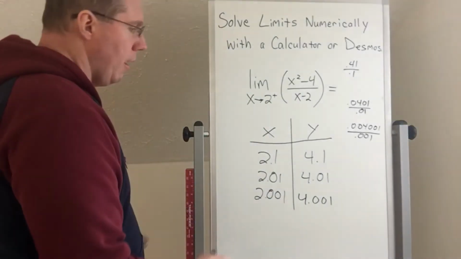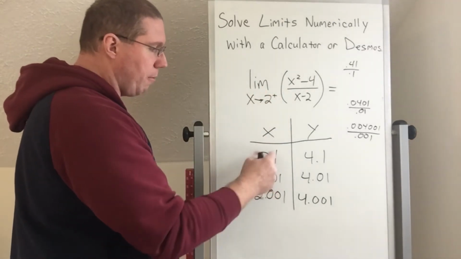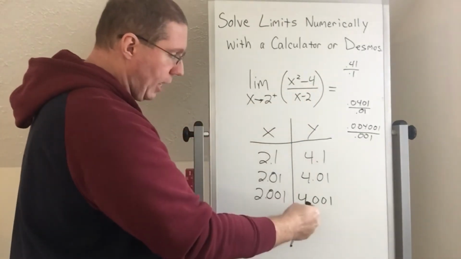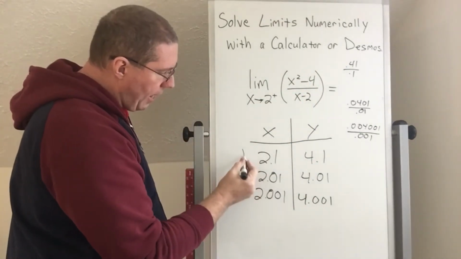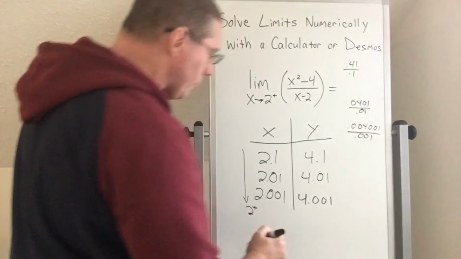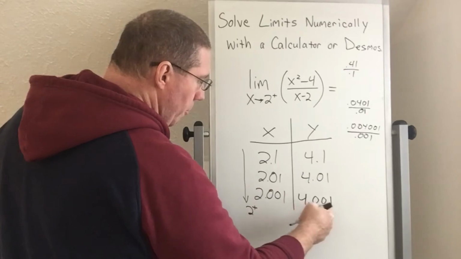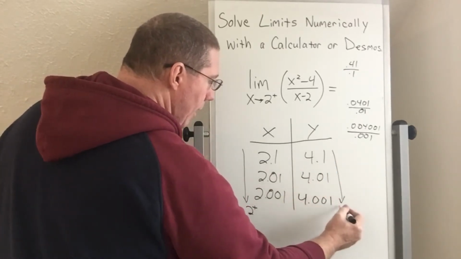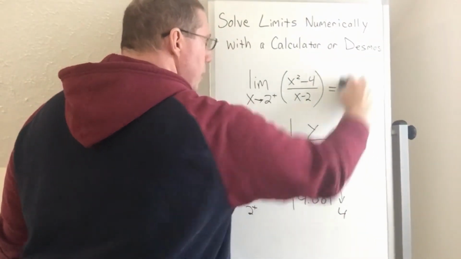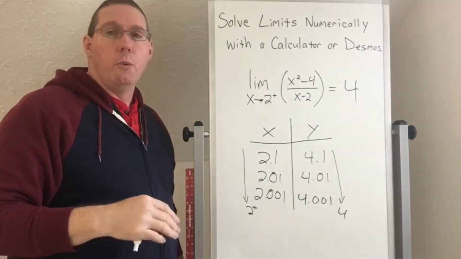So all I'm doing is identifying some x values that are approaching this number from this direction. Then I plug each of those numbers into whatever my function is, so I get a bunch of output values. We can see here that x is approaching 2 from the right, right? Well, what is y approaching here? 4.1, then 4.01, then 4.001. It looks to me like y is approaching 4. And therefore, the answer to our limit is going to be 4. And that is how you solve a limit numerically with a calculator.